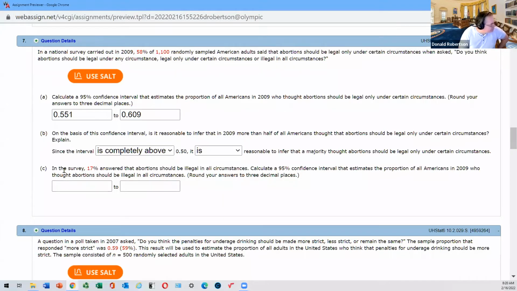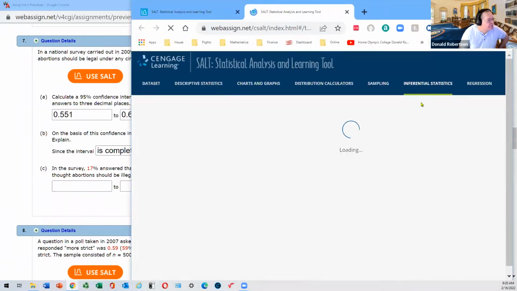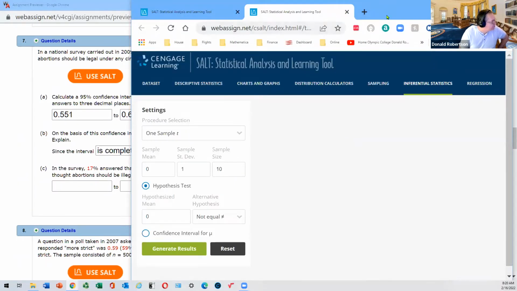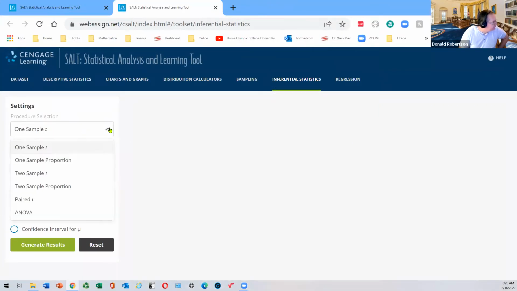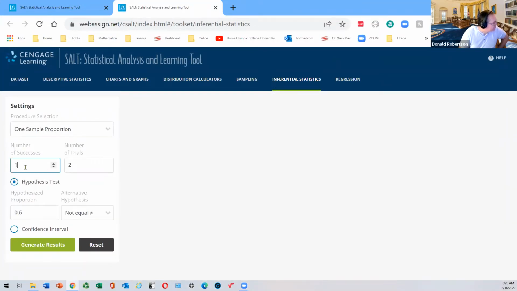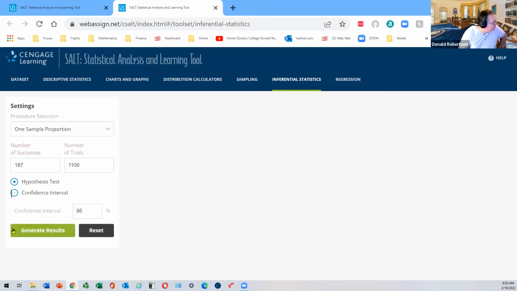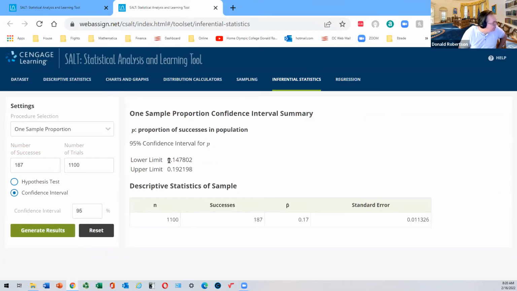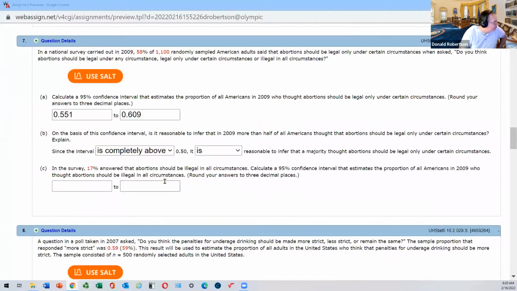And here we go. It's going to be 187 out of 1100. Oh, wasn't expecting that. 187 out of 1100. Confidence interval, everybody's 95. So this time it's going to be 14.8 to 19.2. So as a decimal, that's 0.148.